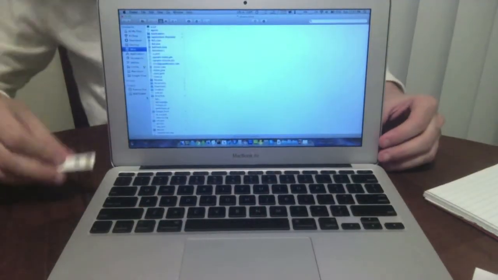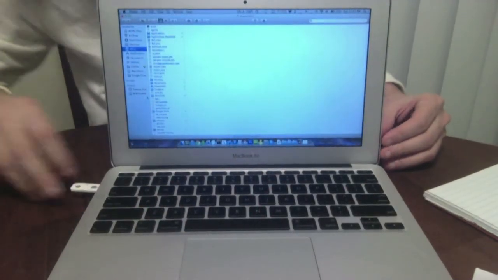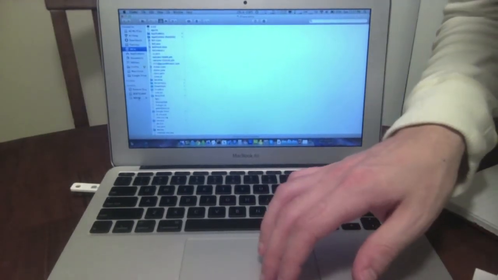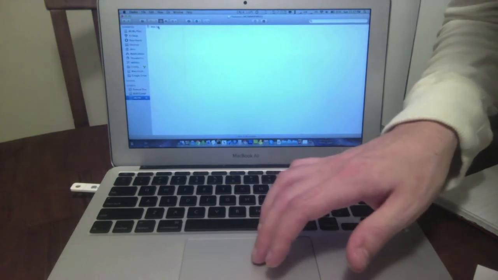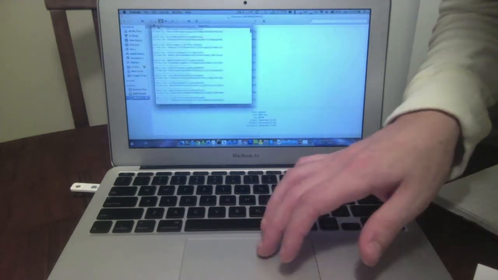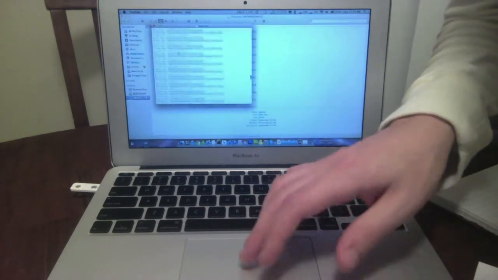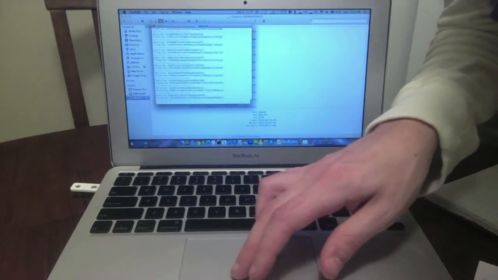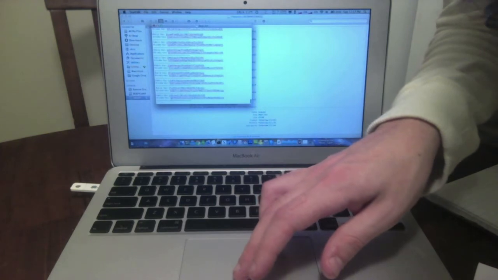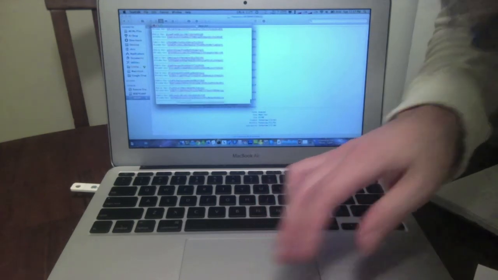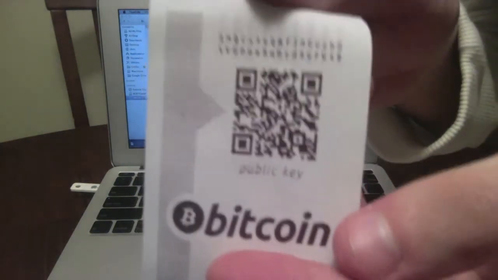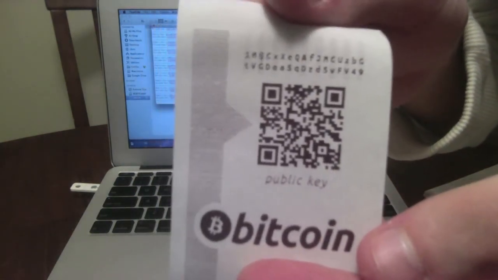Okay. And so if we stick the flash drive in, and we click on it, you can see there's a file called keys.txt. And we see 1MQCX5KFKM. And here it is again. 1MQ5KFK.